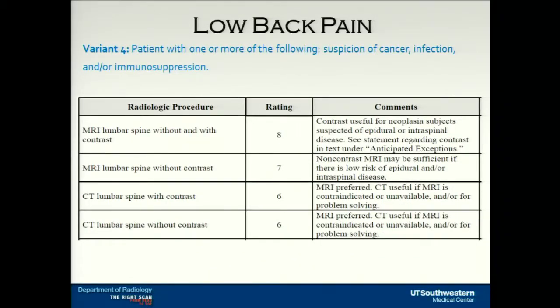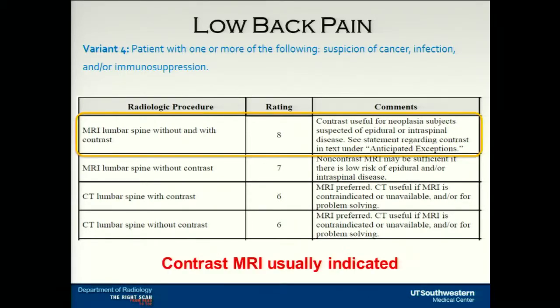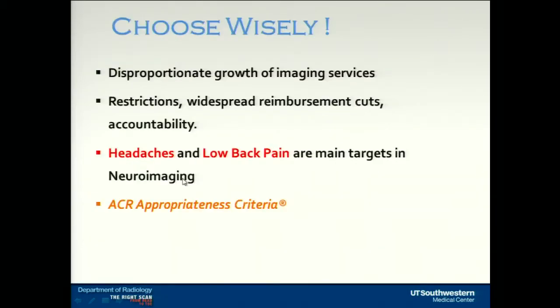Lastly, for patients with suspicion of systemic disease such as cancer, infection, or who are immunosuppressed, MRI should be requested with and without contrast due to our ability to better see epidural and intrathecal disease, which may make big differences in patient management. MRI without contrast can be done for patients with contraindications, and CT usually has a much poorer performance.